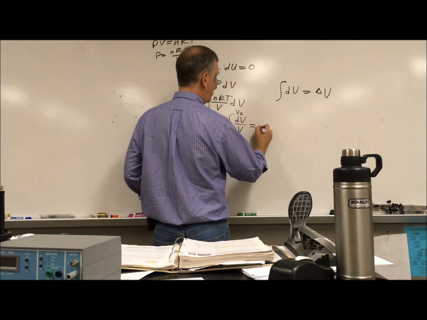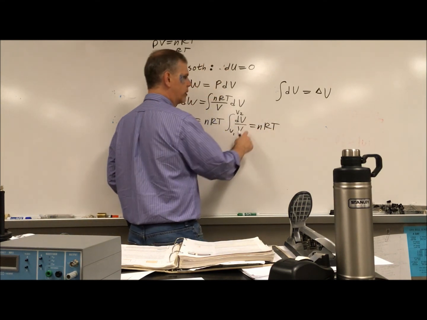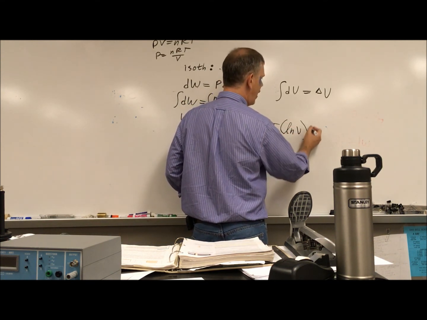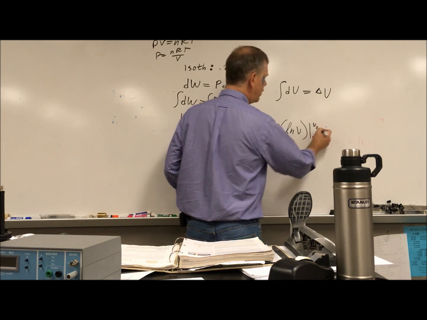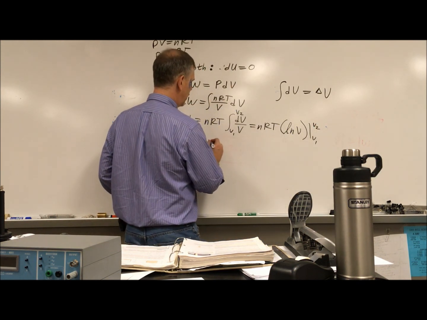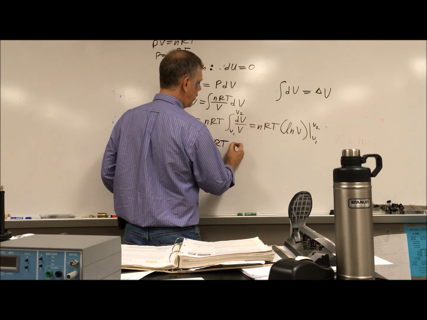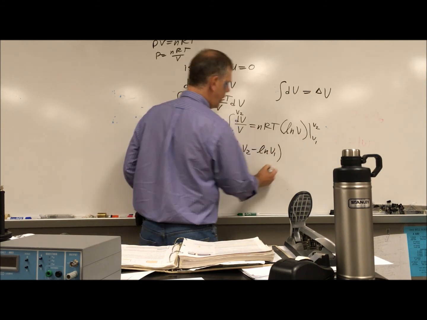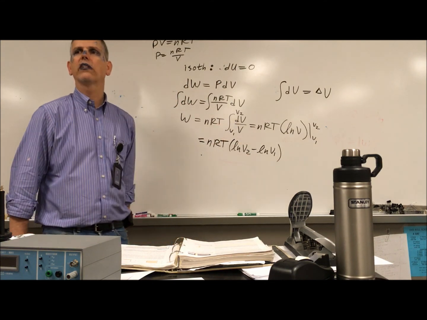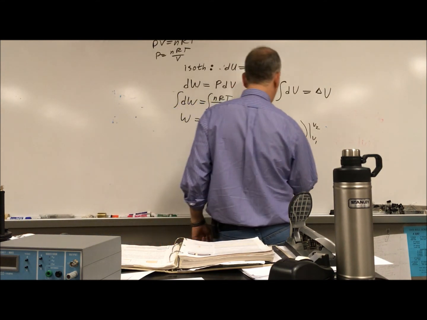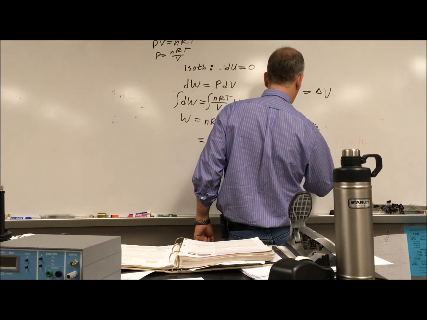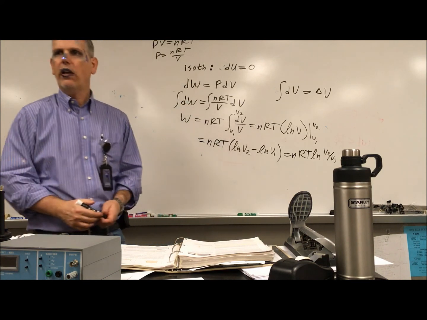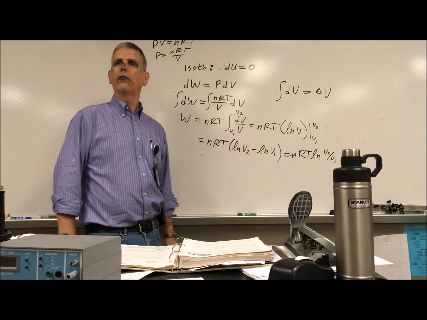So we now have nRT times the natural log of V evaluated from V1 to V2, which gives us nRT, the log of volume 2 minus the log of volume 1. From our logarithm rules we know that that's division, which gives us nRT, the log of V2 over V1, and that's how you calculate the work done in an isothermal process.